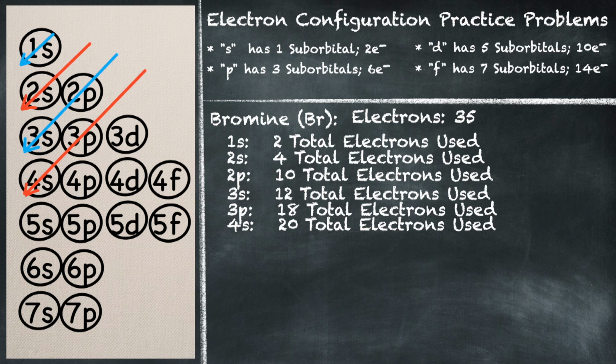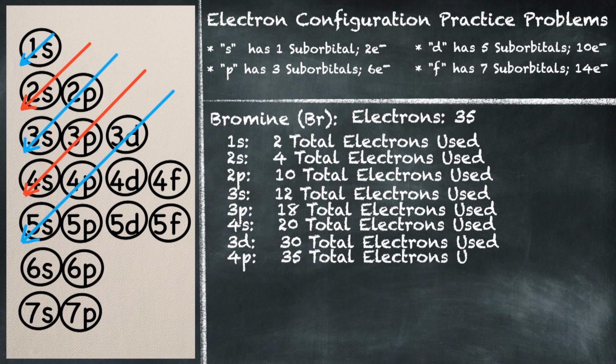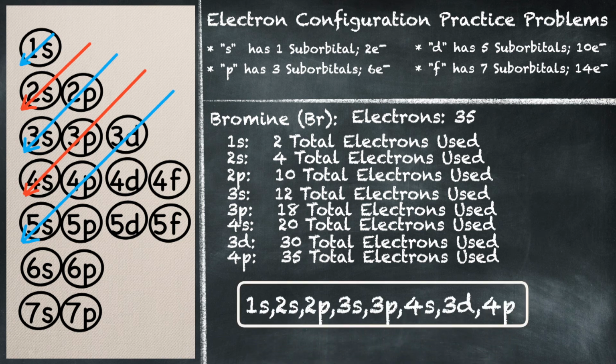So let's keep going. Next is our 3d orbital. That one can hold 10 electrons, so we're going to fill that up for a total of 30 electrons now. Well, we're needing 35, so we need to keep going here. Now we can go to our 4p orbital. Remember, p orbital can hold 6, so we can just put our 5 remaining electrons there. And that's going to give us a total electron configuration of 1s, 2s, 2p, 3s, 3p, 4s, 3d, 4p.